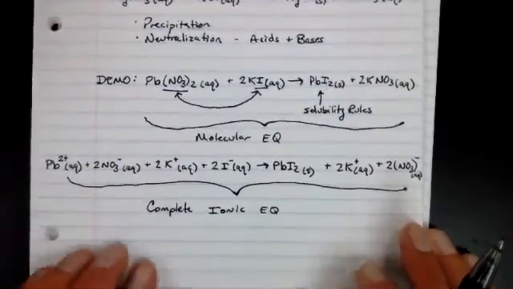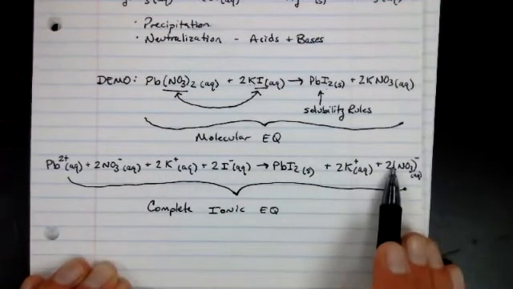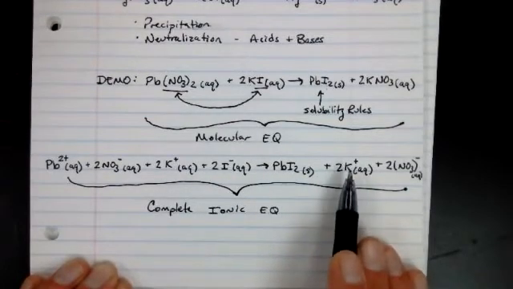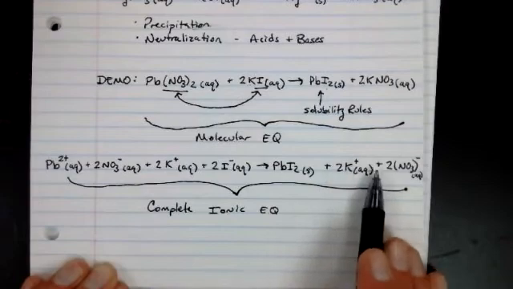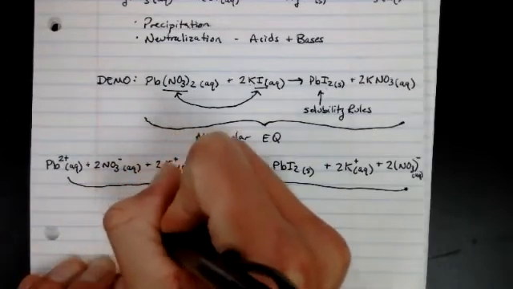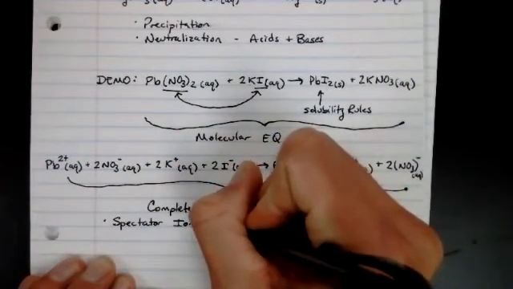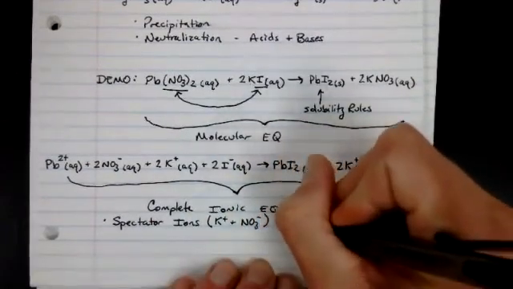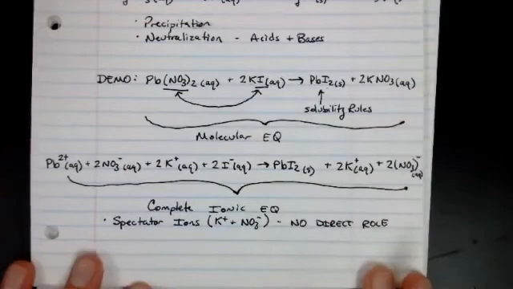Now, notice when we look at this complete ionic equation that nitrate shows up on both sides of the equation, as does potassium. In this kind of a situation, because the nitrate and the potassium are found on both sides of the equation, we can say that those ions are spectator ions. In this particular case, I'll just put a little note that it's our potassium and our nitrates. Spectator ions play no direct role in the chemical reaction, right?